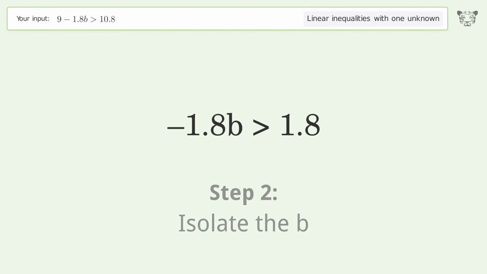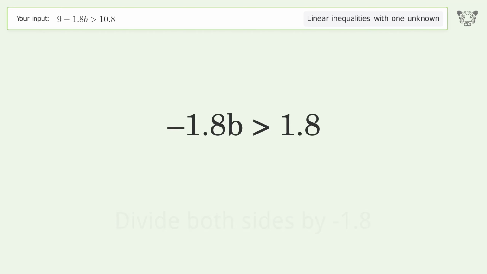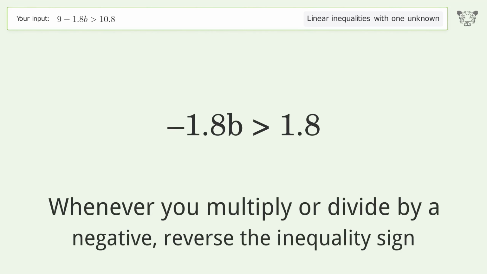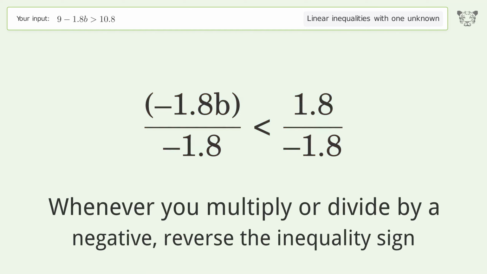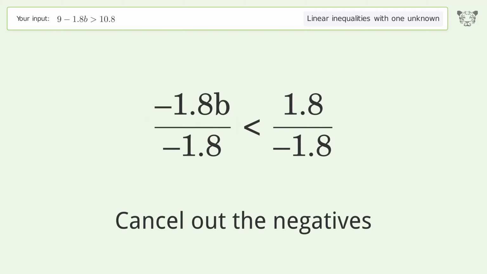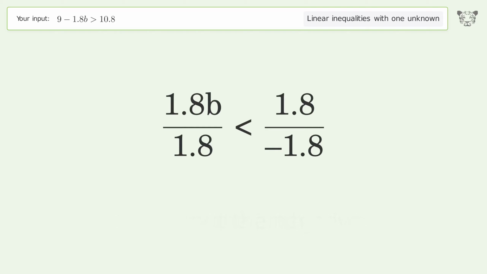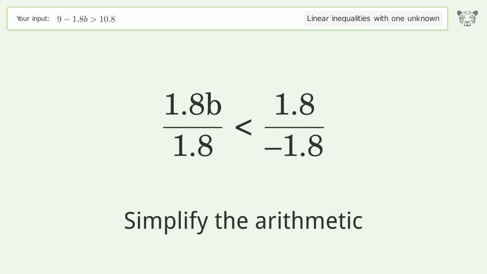Isolate the b. Divide both sides by -1.8. Whenever you multiply or divide by a negative, reverse the inequality sign. Cancel out the negatives. Simplify the arithmetic.